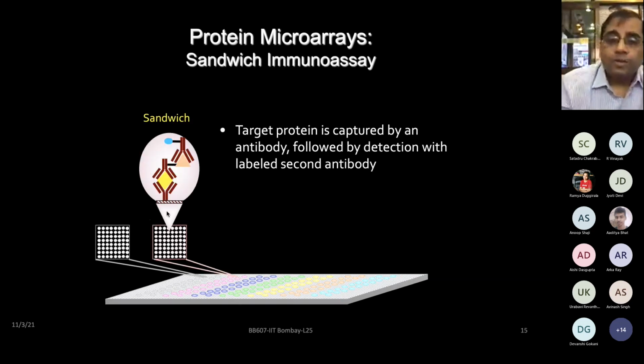Another possibility is that you have antibody printed, and the target protein binds to that. Then a secondary antibody binds to that complex, and it is detected with a signal. It could be a tyramide signal amplification system, or Cy3, Cy5 dyes. So it is a much more complex reaction, but much more robust binding can be detected using sandwich assays.